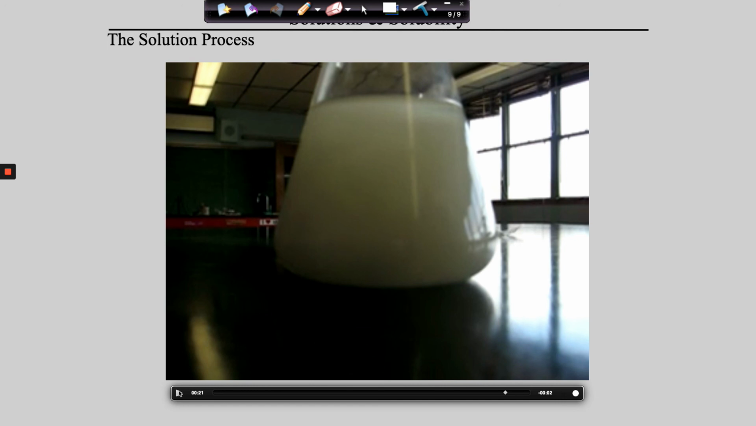Supersaturated solutions. Yeah. Exactly. It would all go back into solution. So it was really frustrating.